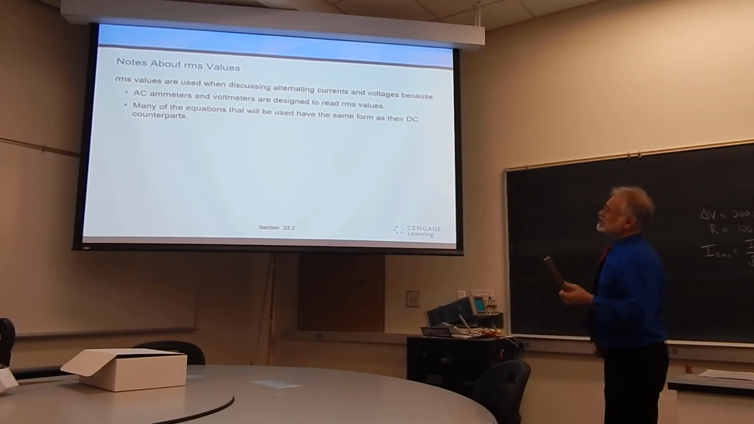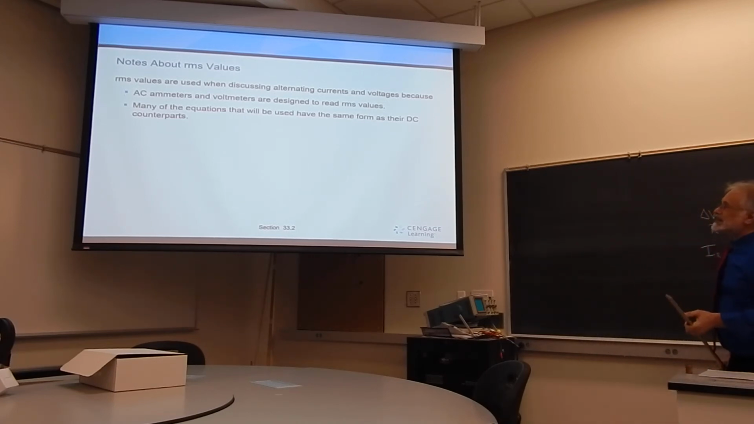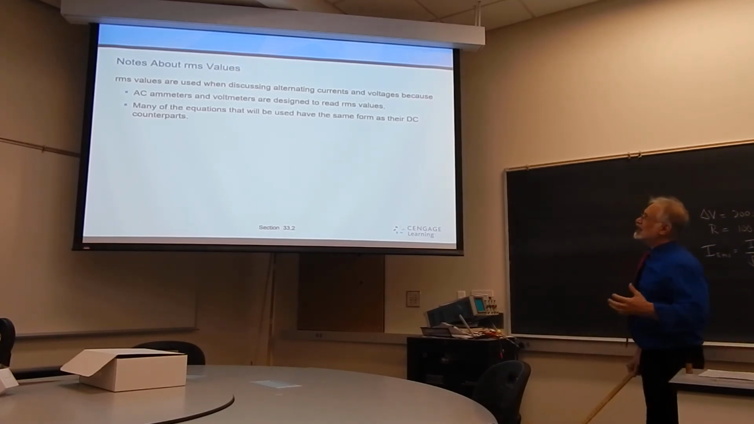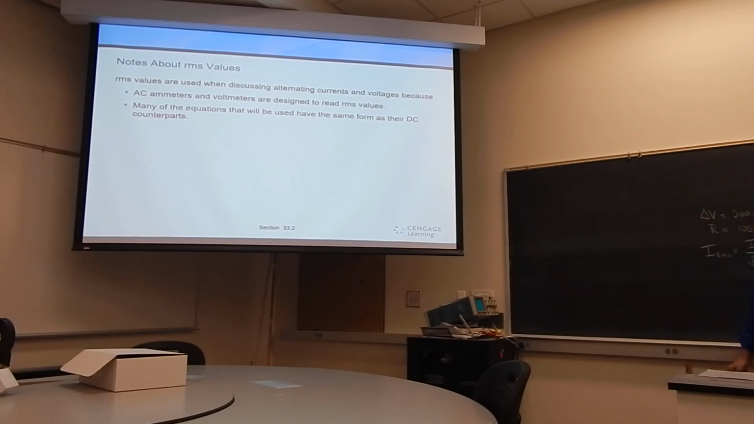Typically, ammeters and voltmeters, when I'm doing AC measurements, are going to read RMS values. And many of the equations that we use will look a lot like the DC equations, which makes things a little bit easier for us.